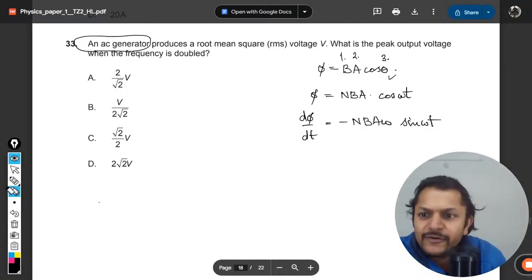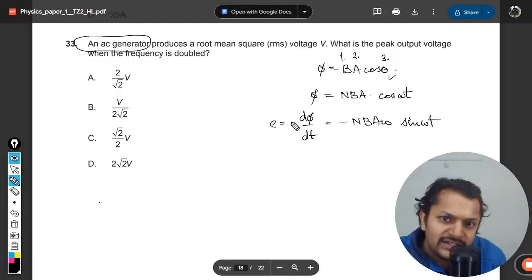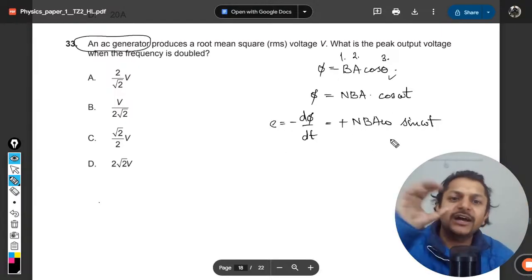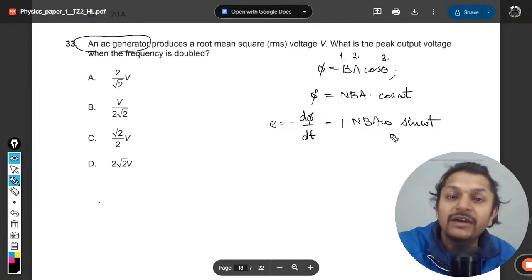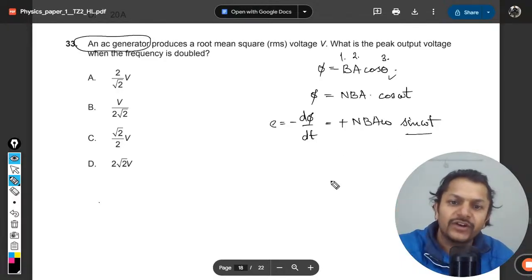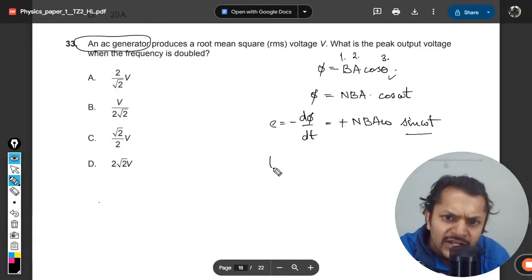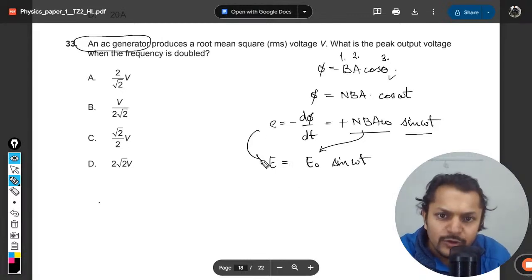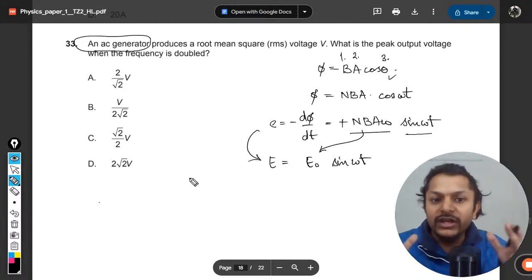Now EMF is defined as negative d phi by dt, so thereby it is positive. So this is our final answer. This is the EMF that is generated in the case of AC generators, because it is alternating current, isn't it? Like sine omega t is there. So we can simplify it and write E is equal to E naught sine omega t. This is E naught and this value is E. So E is equal to E naught sine omega t.